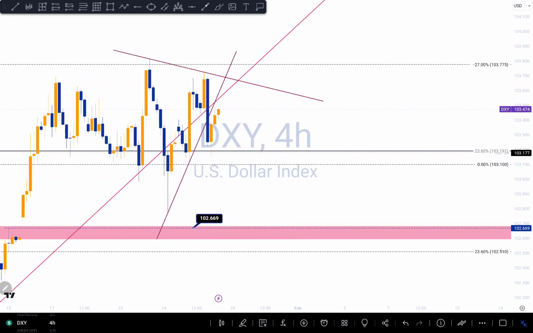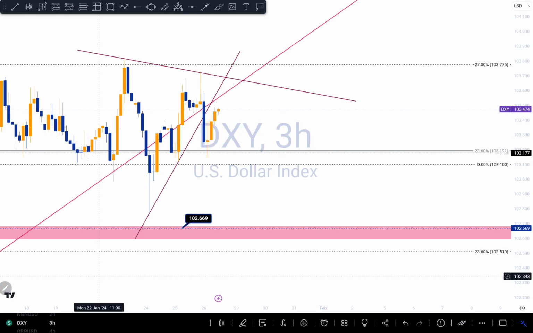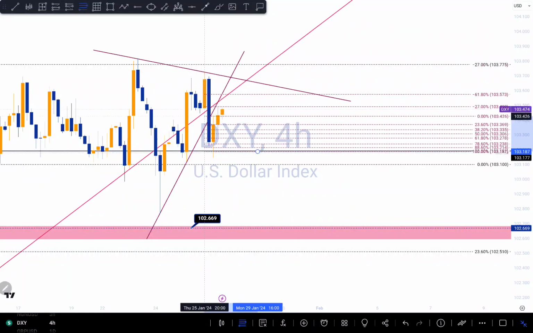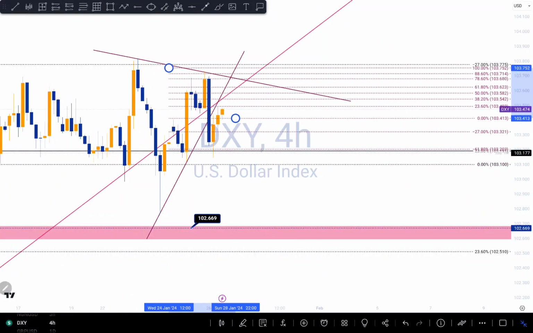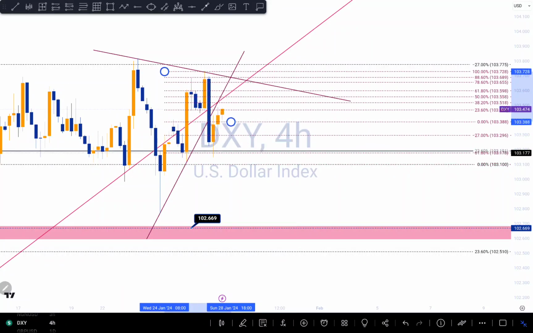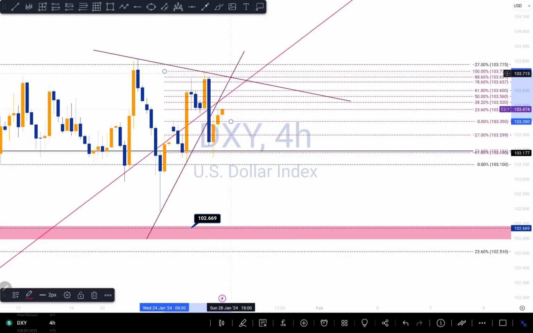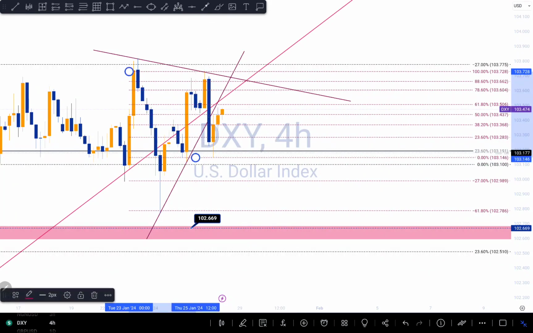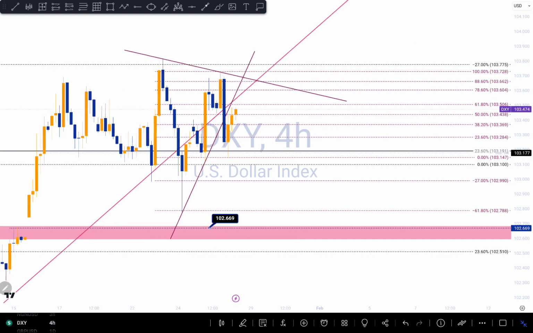Delete that. Let me go to a smaller time frame. Okay, so I'm going to draw my fib on my 4-hour time frame because it gives me more clarity right now. I'm going to draw a mini fib right here from point A to point B. So I see a possible rejection around the 61.8% fib level before we continue to tank to the downside.